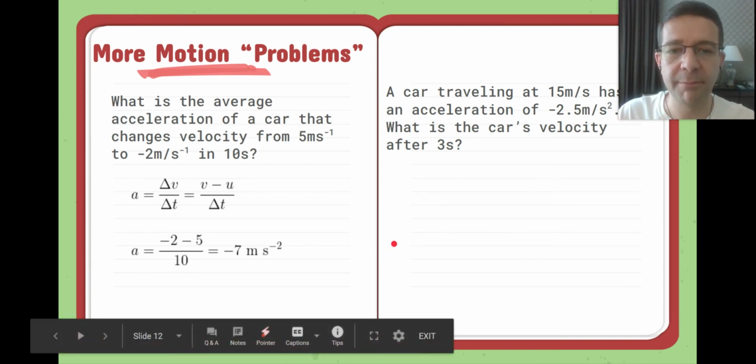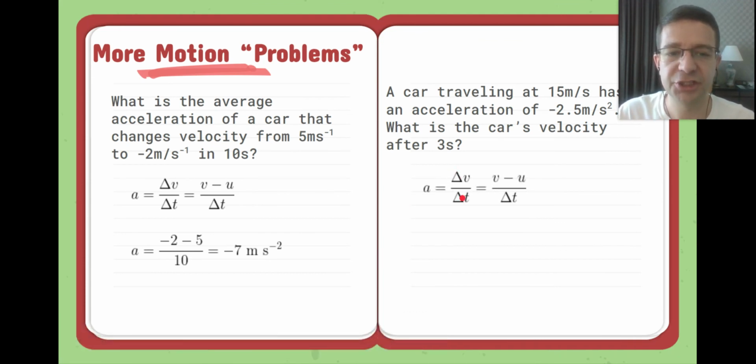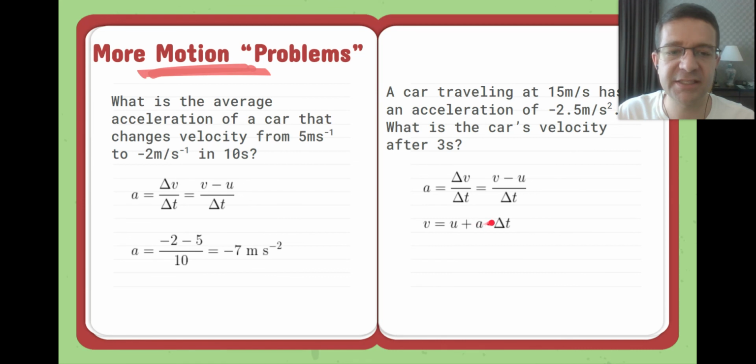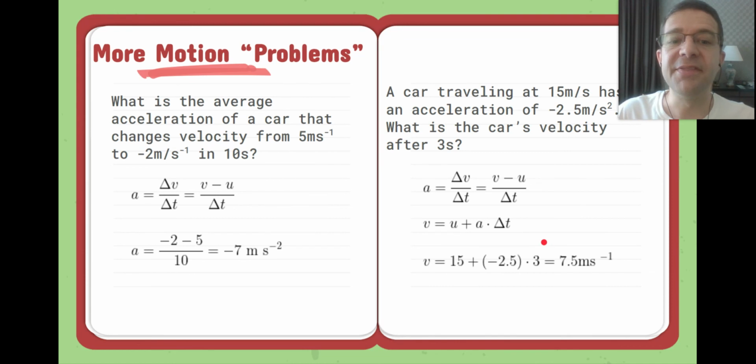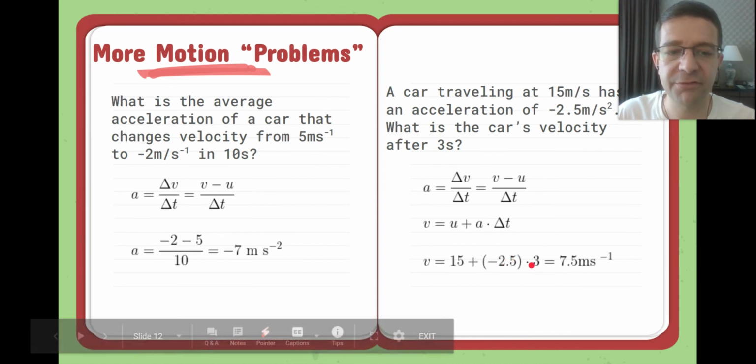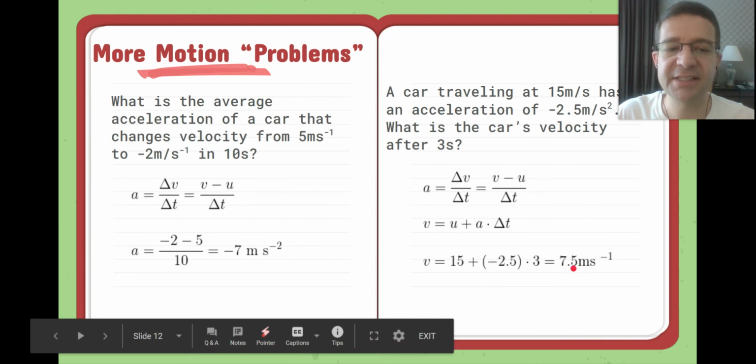Okay, welcome back. We're going to start with the same equation. Acceleration is the change in velocity over change in time, v minus u over t. But this time we'll rearrange, multiplying both sides by delta t and adding u. So we have final velocity is initial velocity plus acceleration times time interval. Not so hard to change that around. In this case, the initial velocity is 15 meters per second. The acceleration is -2.5 meters per second squared for 3 seconds. So we'll end up at 7.5 meters per second. Good? Nice.